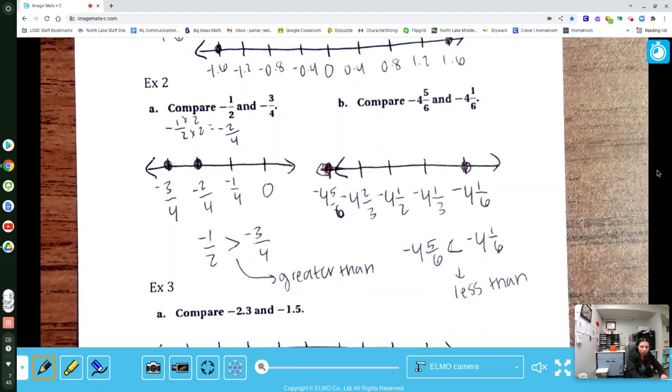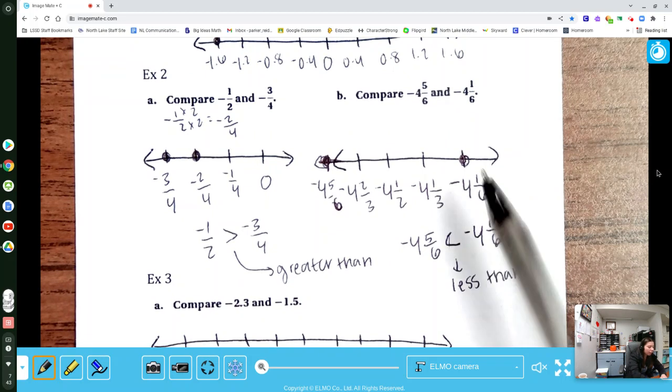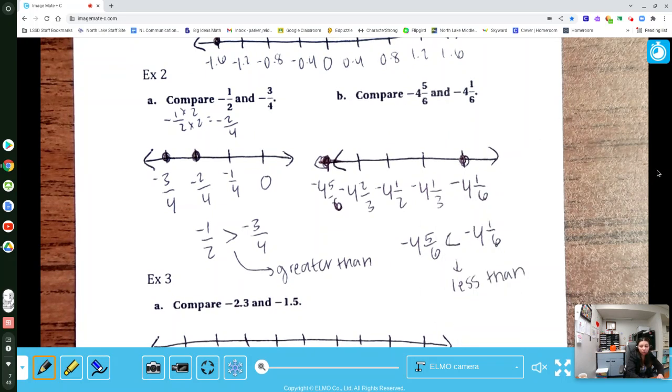Again, we can't just think about these as the positive numbers 4 and 5/6 and 4 and 1/6. We have to think about them as negatives. Negative 4 and 1/6 is closer to 0. It's closer to being positive. It's further to the right, so it is the greater number.